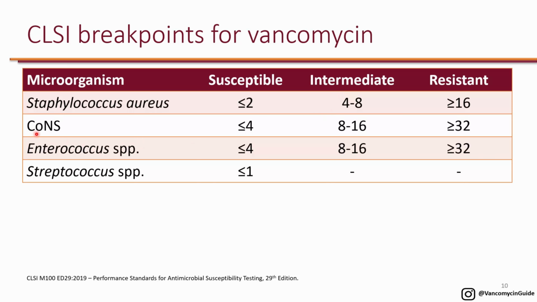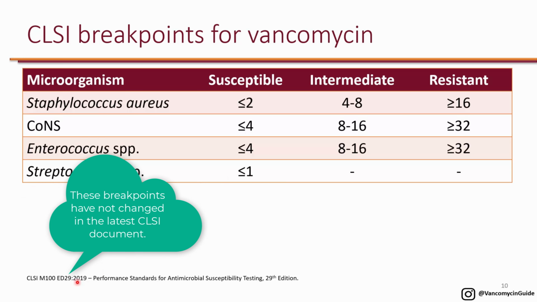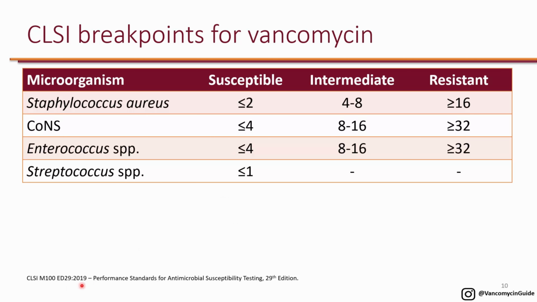For coagulase-negative Staphylococcus, the breakpoints are actually higher, so an MIC of 4 or less is considered susceptible. The same is true for Enterococcus species, so an MIC of 4 or less is considered susceptible. For Streptococcus, the breakpoint is actually 1 or less. And these are the latest 2019 CLSI breakpoints, and these numbers get updated annually. These numbers haven't changed in years, so it's unlikely that they will change next year.